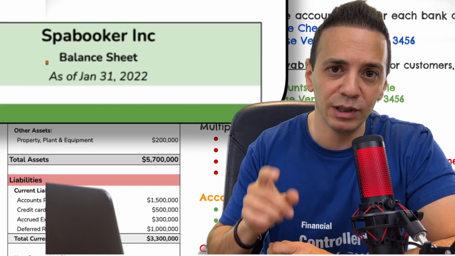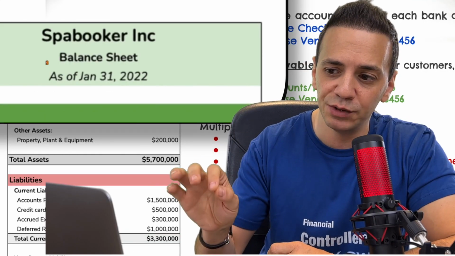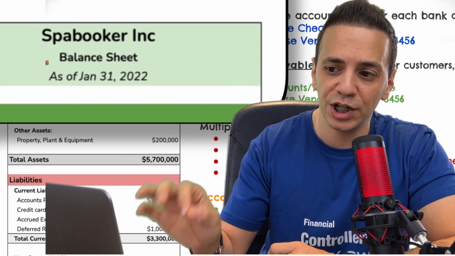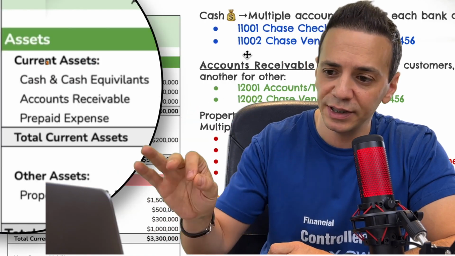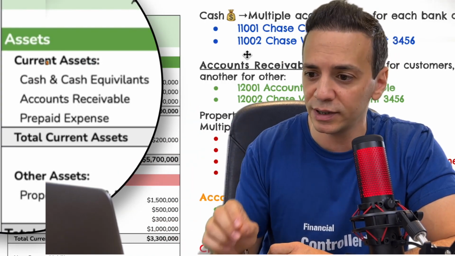All right, so let's begin with the balance sheet, and what we have here is the balance sheet for SpaBooker Inc. as of January 31, 2022. And the first thing you'll see is cash and cash equivalents under current assets.